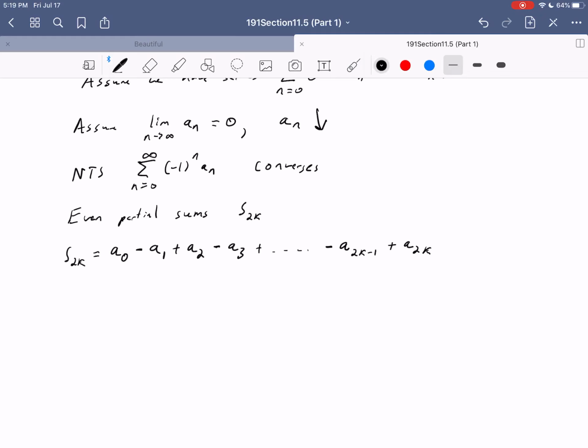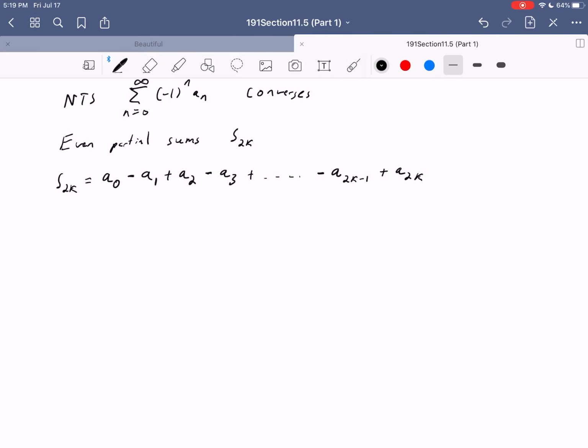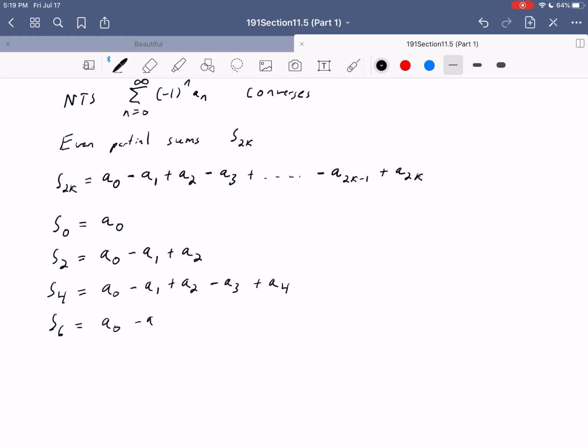Okay, let's go ahead and be a little bit more explicit and write out the first few even partial sums. S sub 0 would be a0. S sub 2 would be a0 minus a1 plus a2. S4 would be a0 minus a1 plus a2 minus a3 plus a4. S6 would be a0 minus a1 plus a2 minus a3 plus a4 minus a5 plus a6, etc. Okay, I think that should be enough to see the idea behind this proof.